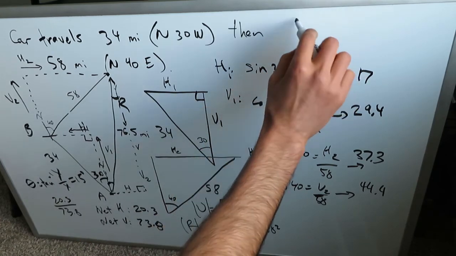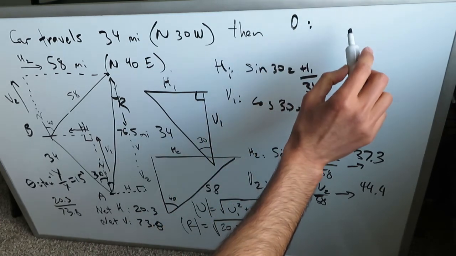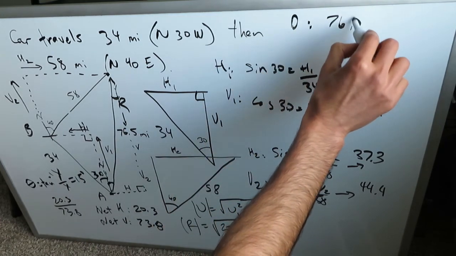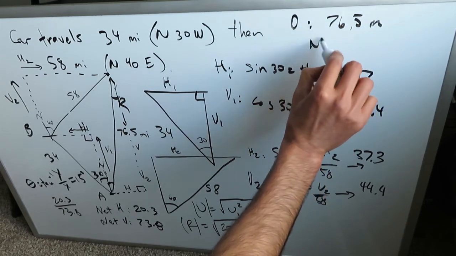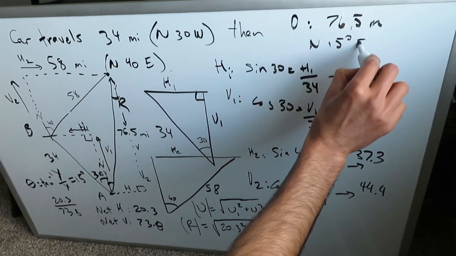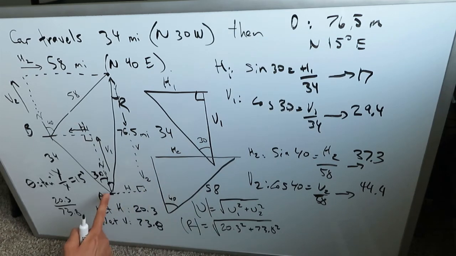Let's just write our final displacement. Our displacement is basically going to be 76.5 miles in a direction of north 15 degrees east. If this is my north line over here, I only tilted 15 degrees in this direction. My resultant only tilted 15 degrees here. And that's this question done.